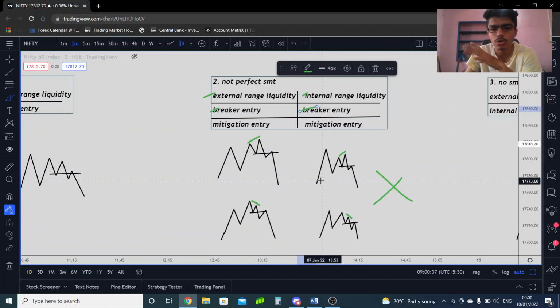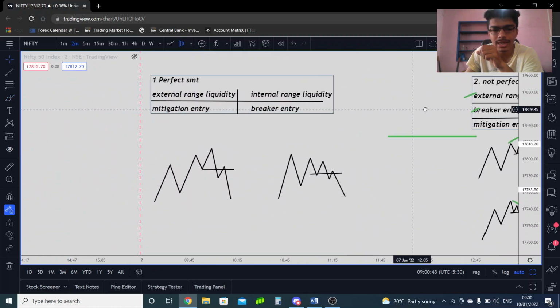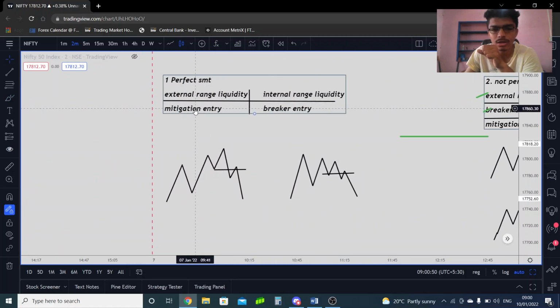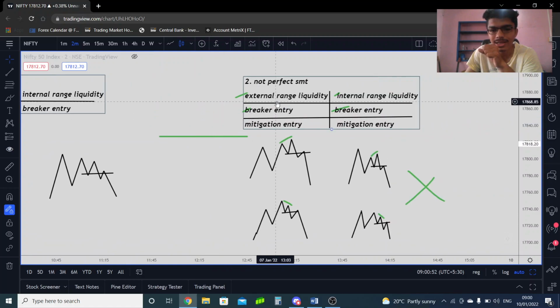In this case scenario, we don't trade because we have external, we have internal, but we have both the breakers. We have three criteria, we need four different elements. We need external, internal, mitigation, breaker. Over here we have external, internal, breaker and breaker, external, internal, mitigation and mitigation. So there are three things, we need four things.